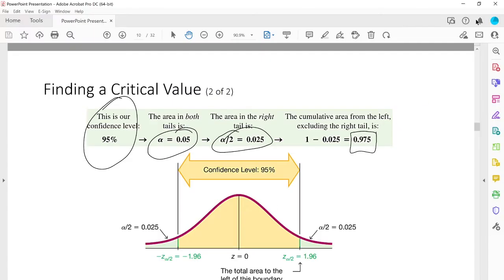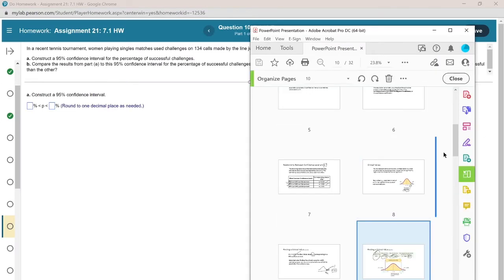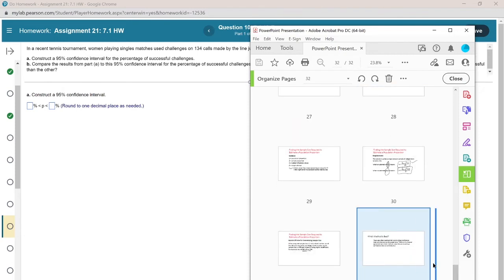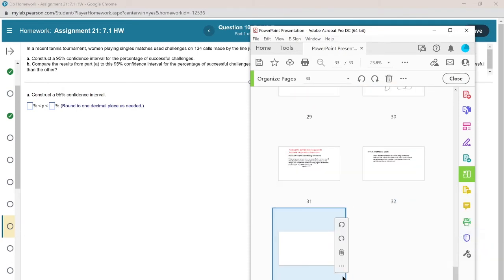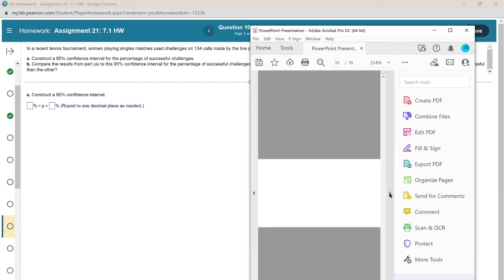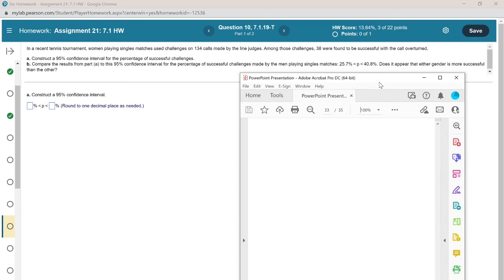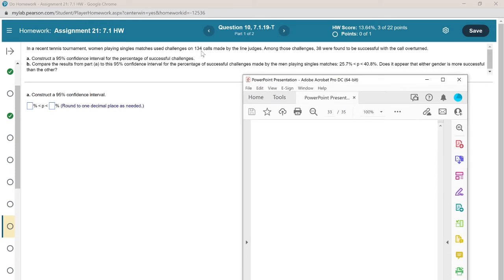First of all, we have to understand the problem here. First of all, we have to understand the sample and the estimation we're trying to do. Based on this sample, out of 134 calls made by the judges, 38 were found to be successful. This is just a sample. Based on this sample, we would like to estimate about the whole population.